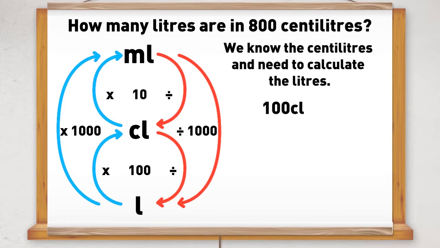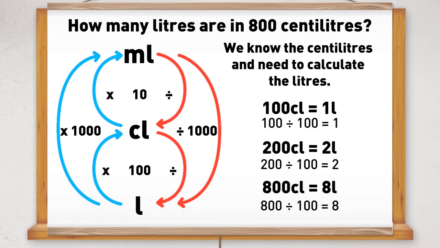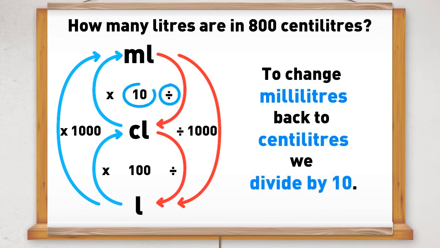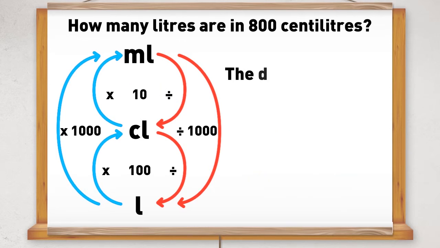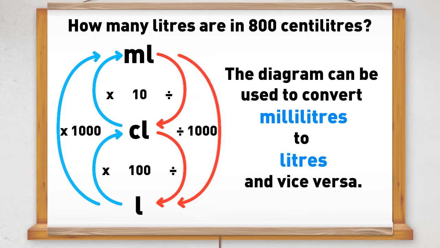100 centilitres equals 1 litre. If 100 centilitres is 1 litre, 200 centilitres is 2 litres. 200 divided by 100. So 800 centilitres is 800 divided by 100, equaling 8 litres. To change millilitres to centilitres, again we divide by 10. You can use the diagram to convert litres to millilitres and vice versa.